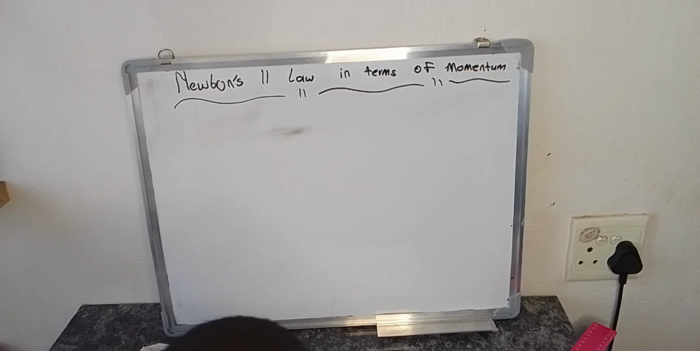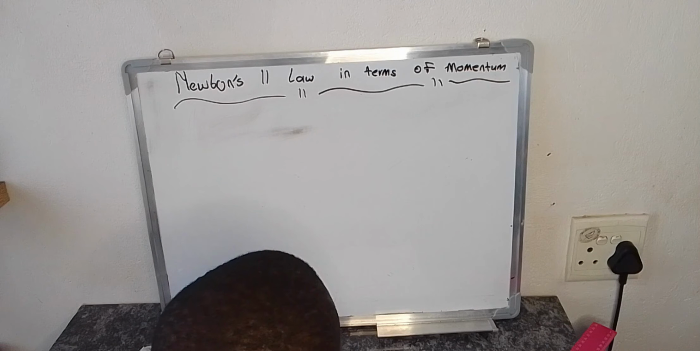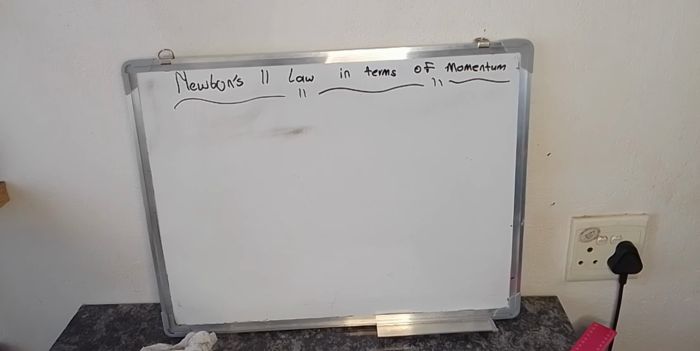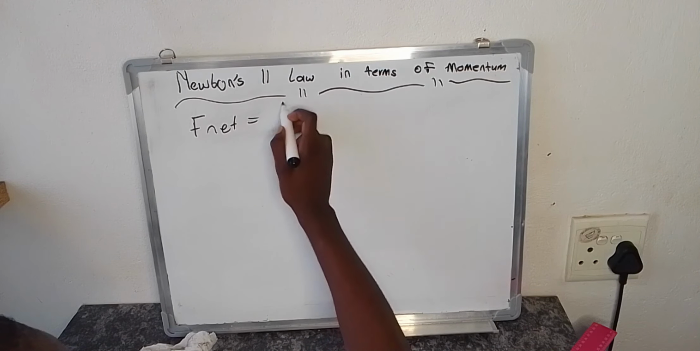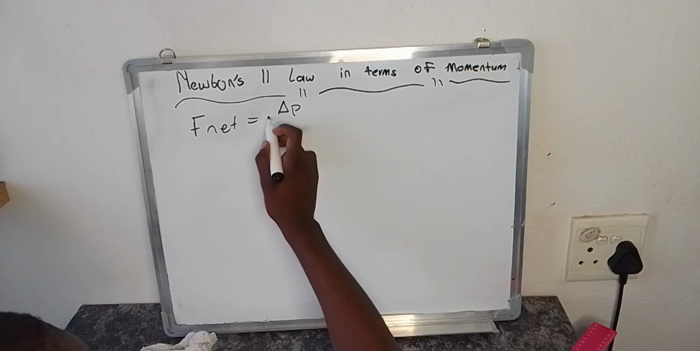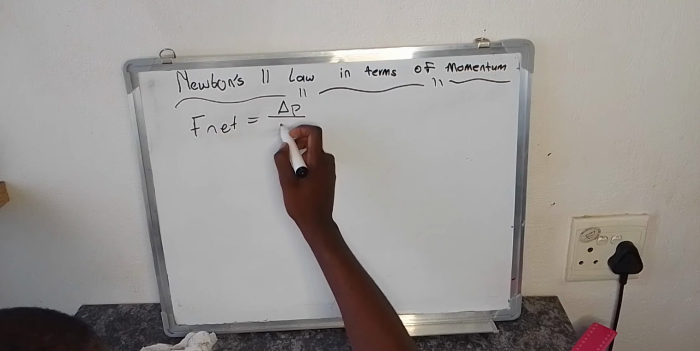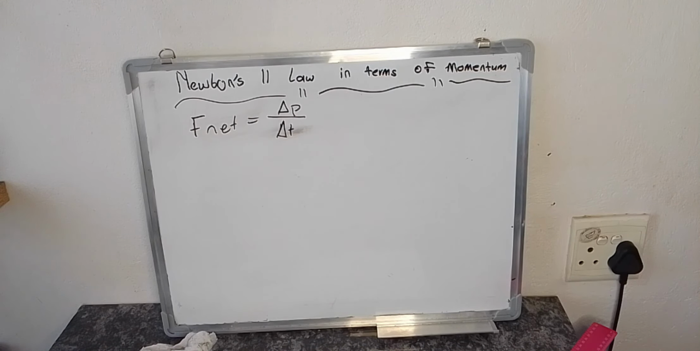So now let's jump to Newton's second law in terms of momentum. How do we state this law? We state it like this: the net force acting on an object is equal to the rate of change in momentum of the object, in the direction of the net force, and it is given by this formula: F net is equal to change in momentum divided by change in time.